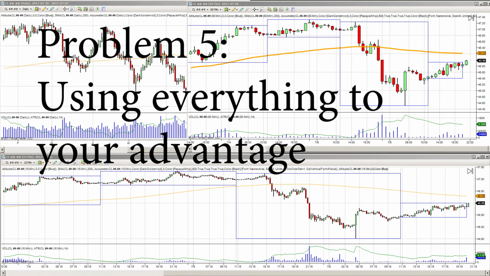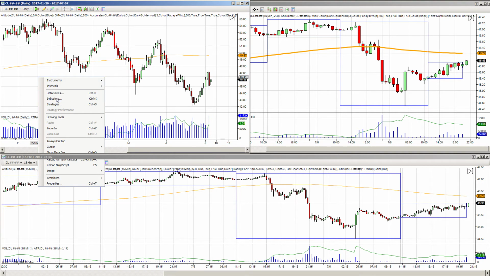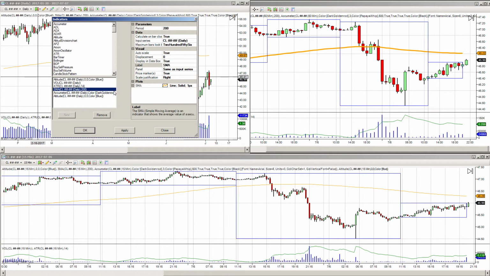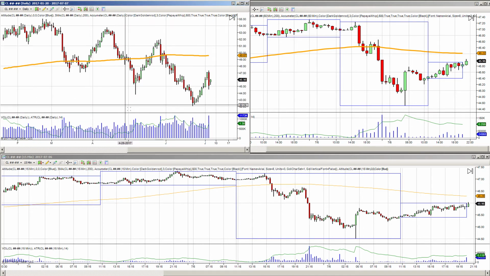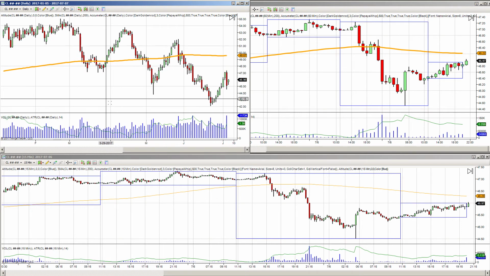Problem 5. Not using a simple, free indicator already available on your platform to give you a broader view. This isn't directly multiple time frame analysis, but it's a great way to see the larger picture, which is exactly what multiple time frame analysis is about, the big picture. A simple moving average indicator can give you a broader picture of any time frame you choose, and it's available for free already on your platform. It shows you the trend in that time period in the market.